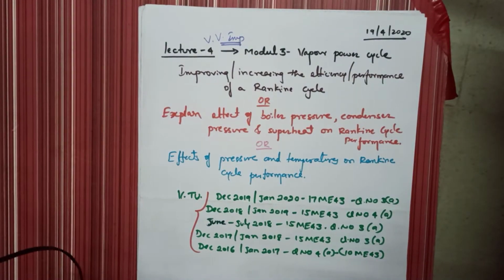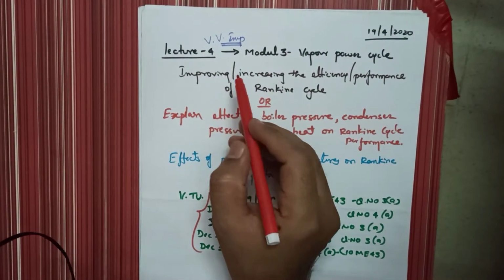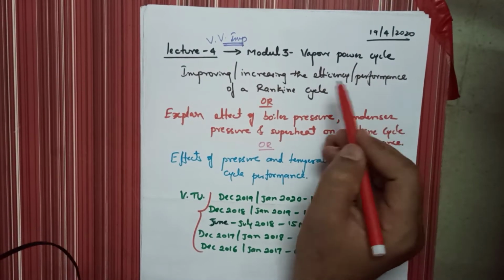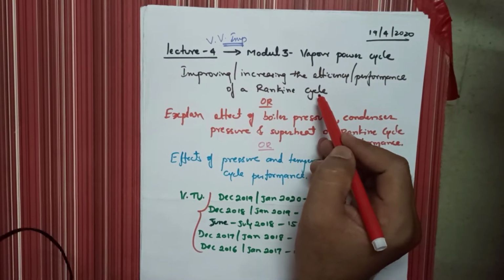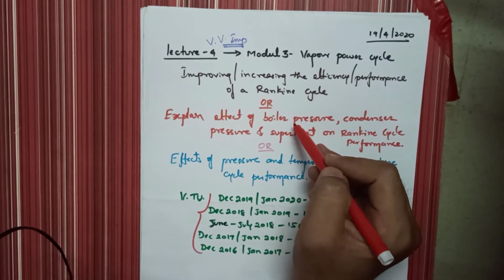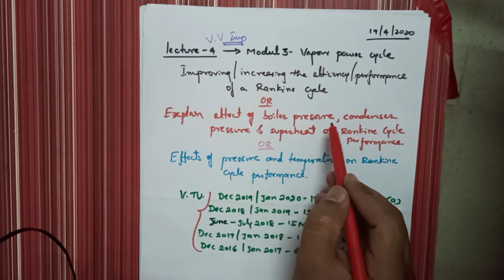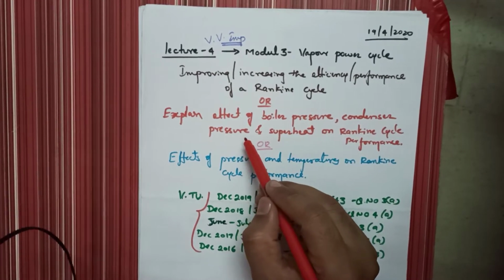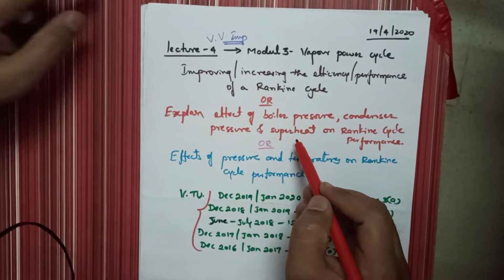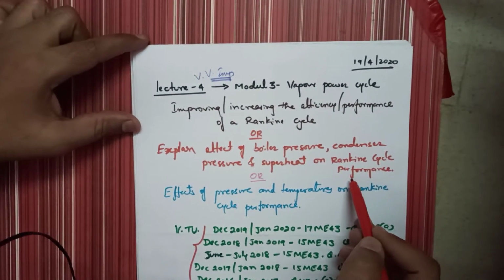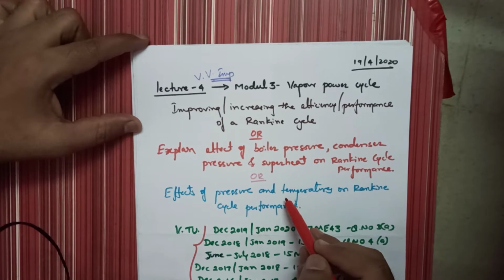So the topic is improving or increasing the efficiency or the performance of a Rankine cycle. The same question will be asked in different ways: explain the effect of boiler pressure, condenser pressure and superheat on Rankine cycle performance. In the VTU question paper it is also asked in different ways.